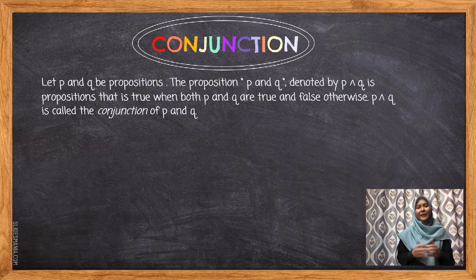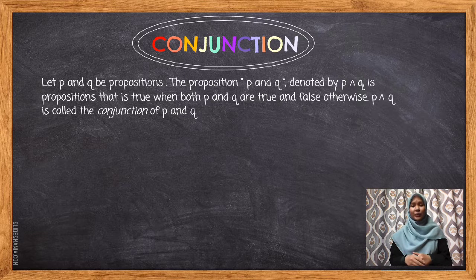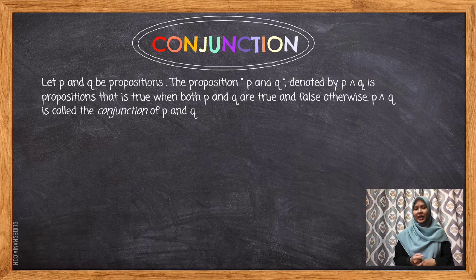Conjunction. Let P and Q be propositions. The proposition "P and Q", denoted by P ∧ Q, is the proposition that is true when both P and Q are true, and false otherwise. P ∧ Q is called the conjunction of P and Q.